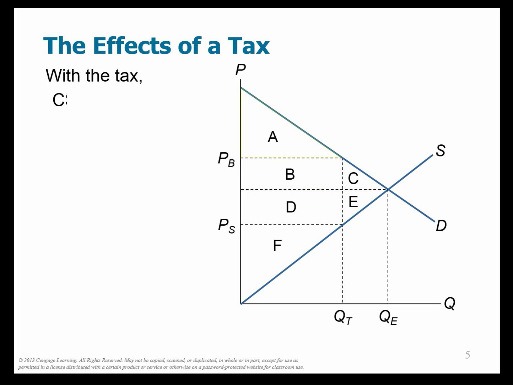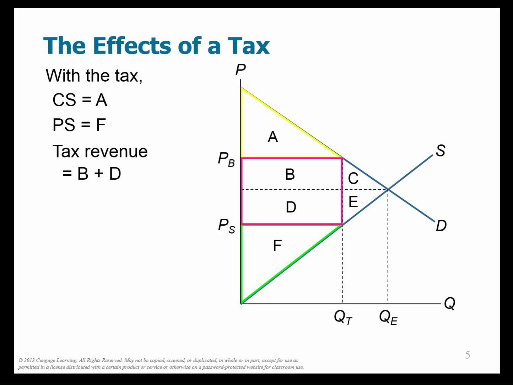All right, so with the tax, I'm going to throw in a tax wedge of T. Just remember, like we did on the previous slide, the price the buyer pays is up here at PB. So remember, as the price rises from PE, this is PE right here, to PB, consumer surplus decreases. Now it's just A, and producer surplus is just F. The tax revenue is B plus D, okay?